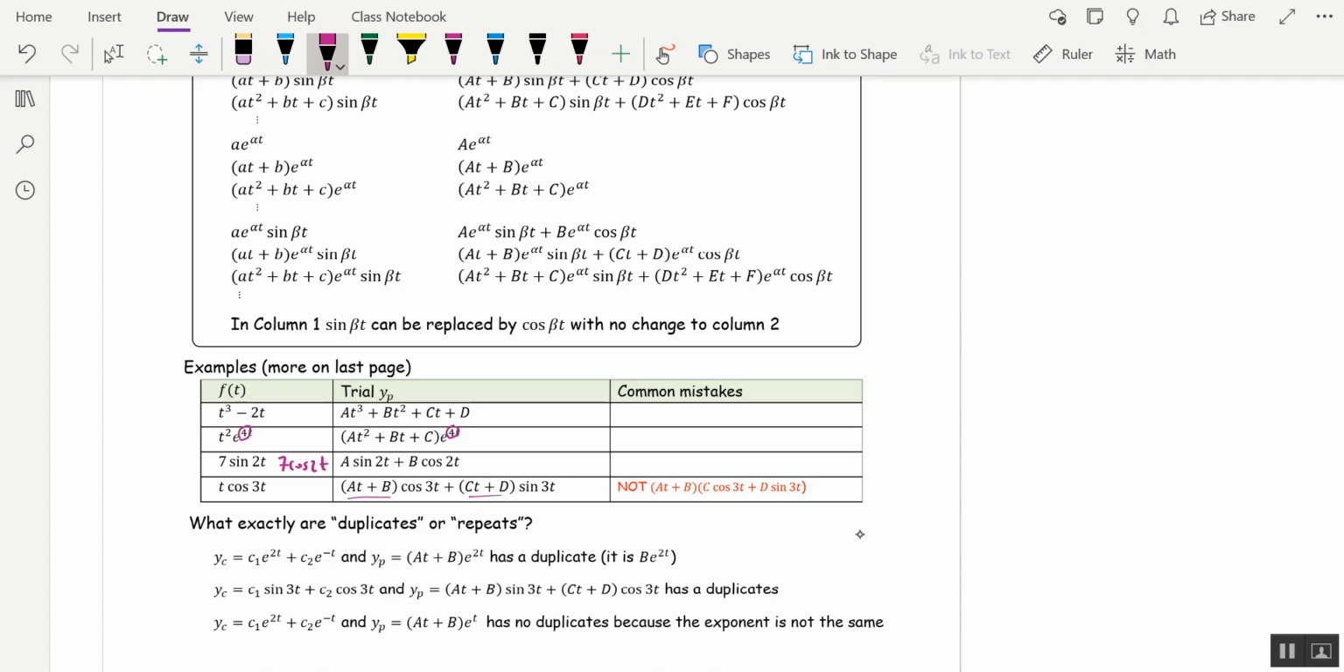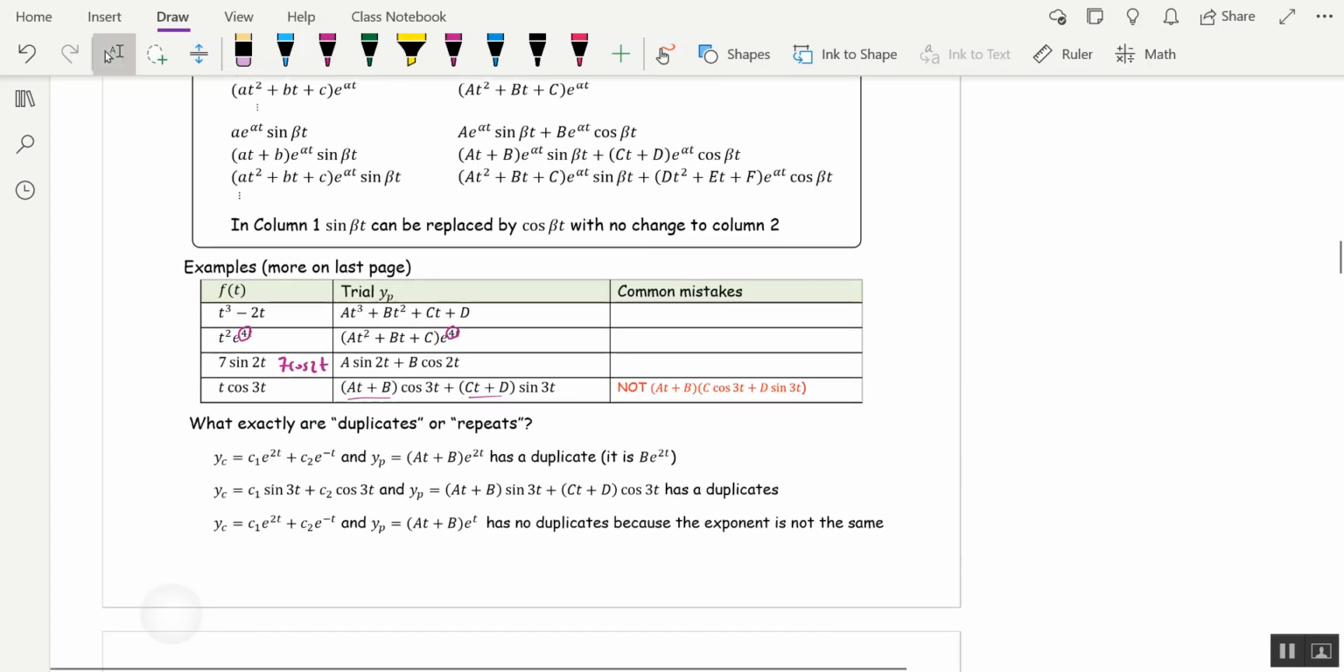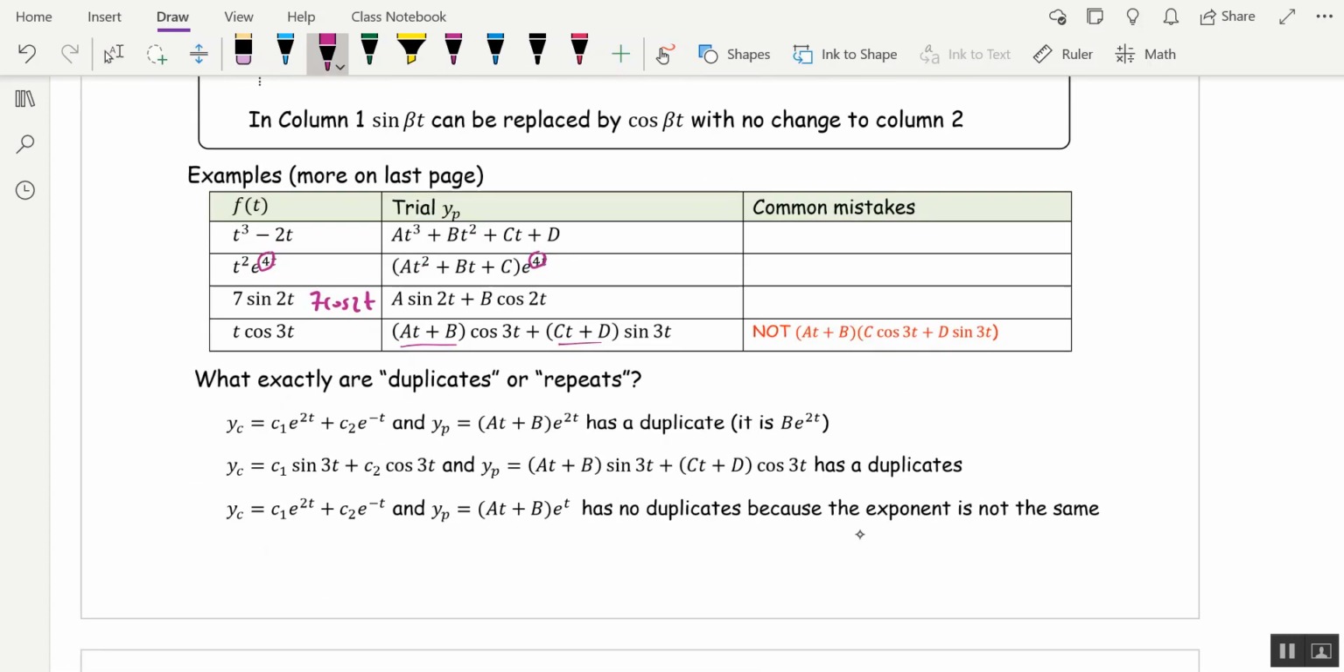Okay, what are duplicates or repeats? Suppose your y_c looks like this. You've got two exponentials, and your trial y_p is at plus b times e to the 2t. If you're looking for repeats, when you distribute this in your head, b e to the 2t is a constant times e to the 2t. That's a repeat with this guy, and so that would be bad. You'd have to multiply all of this by t to avoid the repeat. Your new y_p would be at squared plus bt, times e to the 2t.